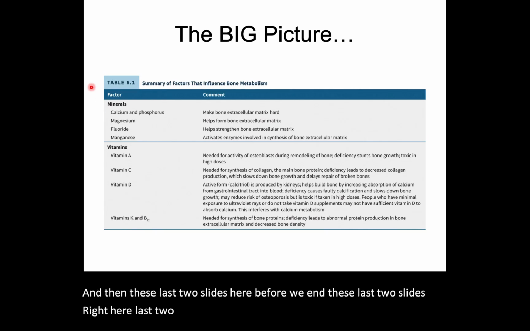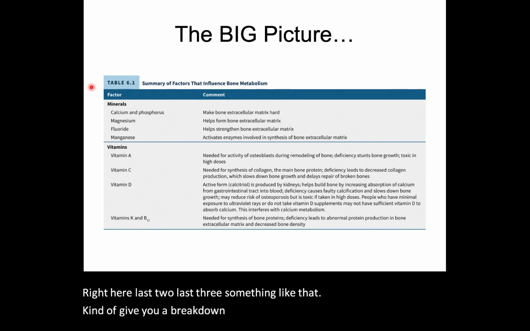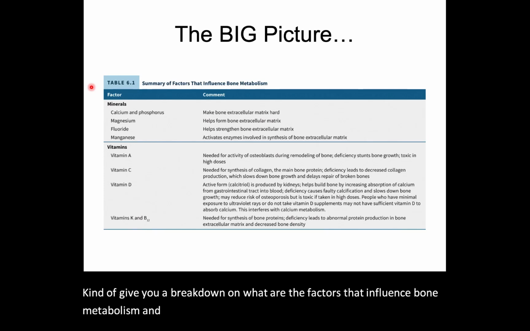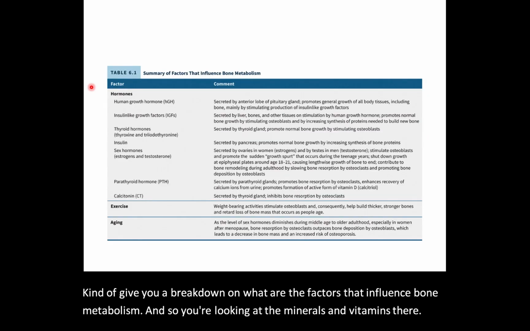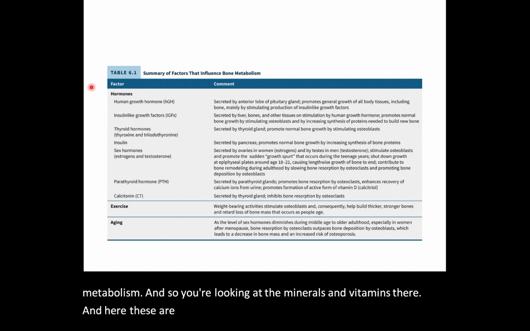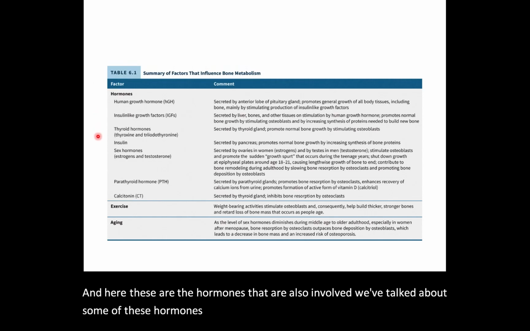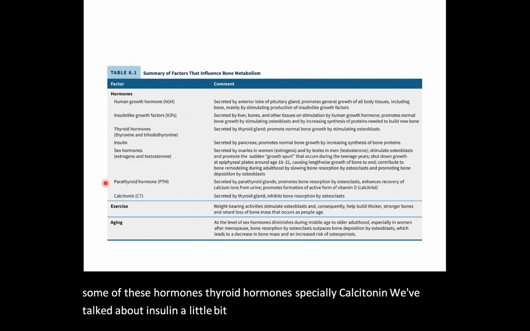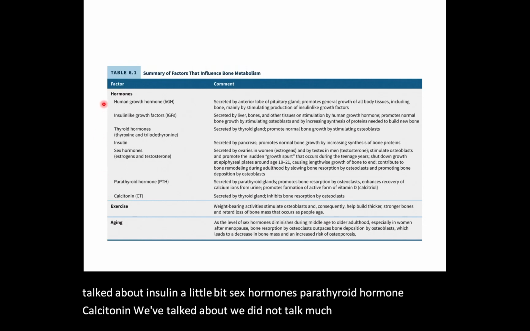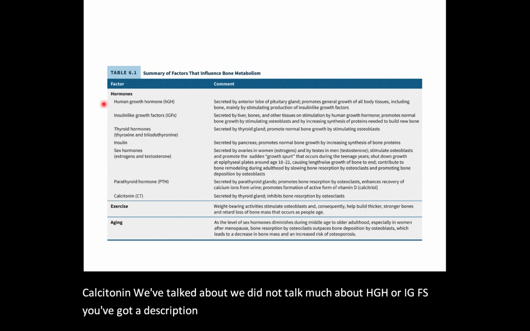These last three slides kind of give you a breakdown on the factors that influence bone metabolism. You're looking at the minerals and the vitamins there. And here, these are the hormones that are also involved. We've talked about some of these hormones: thyroid hormones, especially calcitonin, insulin a little bit, sex hormones, and parathyroid hormone. We did not talk much about HGH or IGFs. You've got a description there. Kind of just be aware of them. I can ask you on the exam some questions about that.